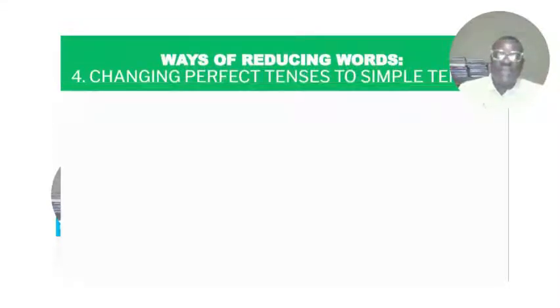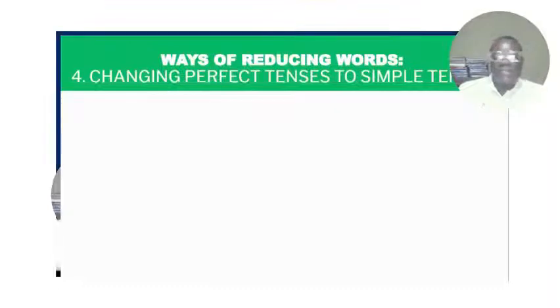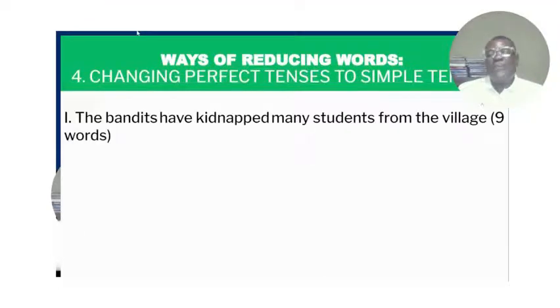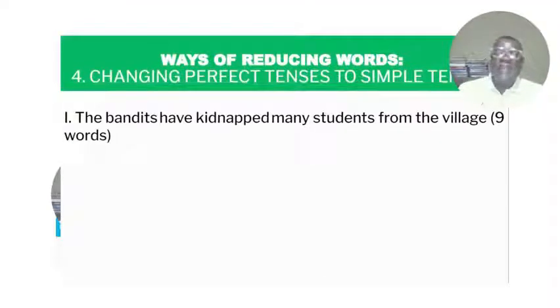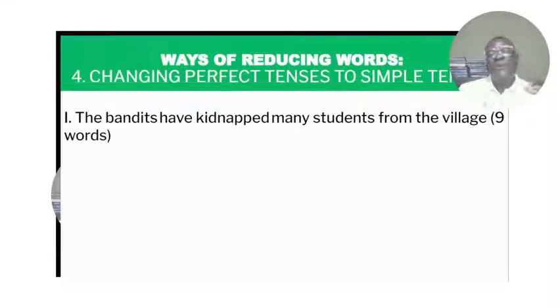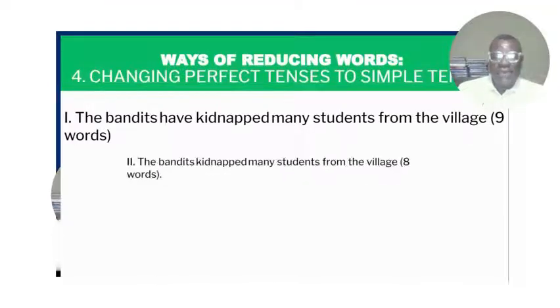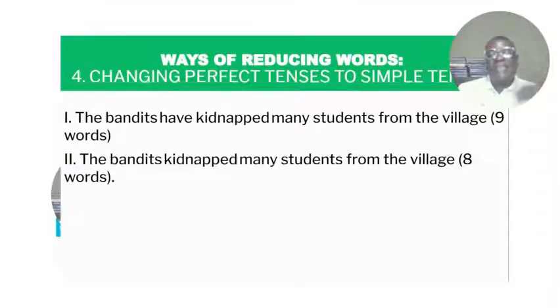Now, method number 4, changing perfect tenses to simple tenses. For example, the bandits have kidnapped many students from the village. The perfect tense here is have kidnapped, and we simply change it to a simple past tense. And what do we have? The bandits kidnapped many students from the village.